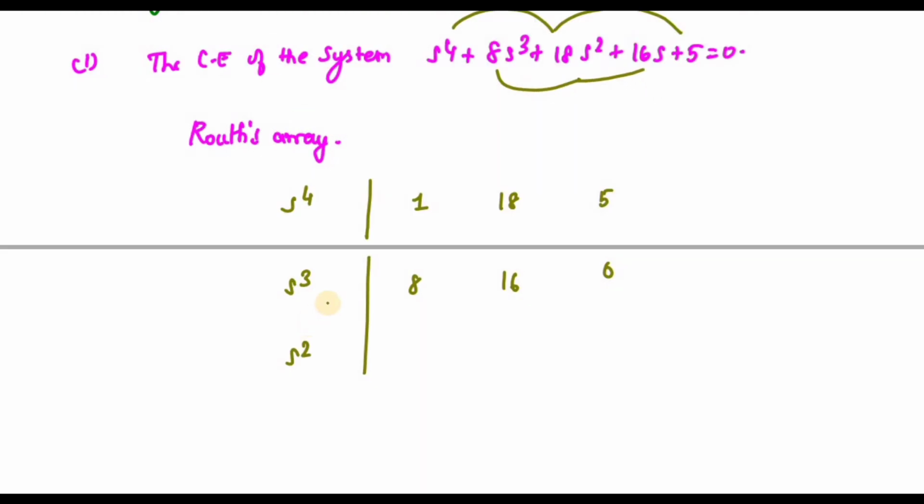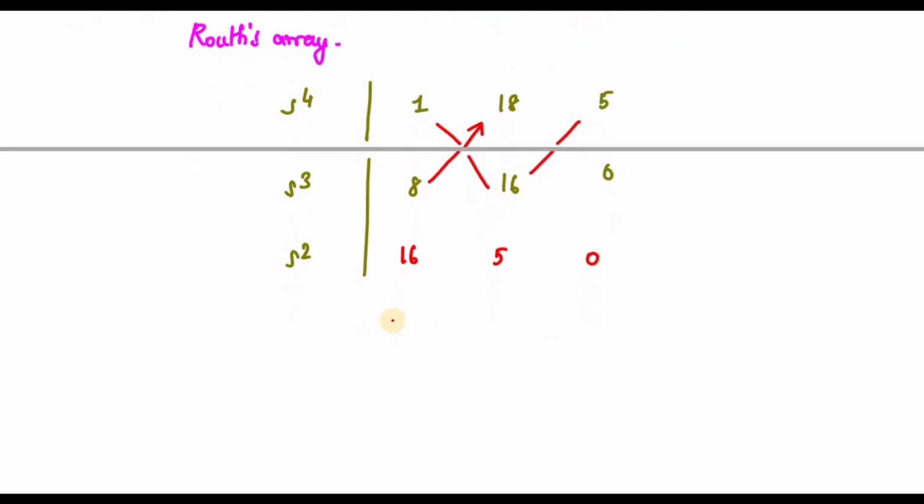Now to find the value of s2, you have to multiply 8 with 18 minus 16 into 1, divided by 8. Solving, you will get 16. Similarly, multiply 8 with 5 minus 0 with 1, divided by 8, and you will get 5. So the s2 row is 16, 5 and 0.